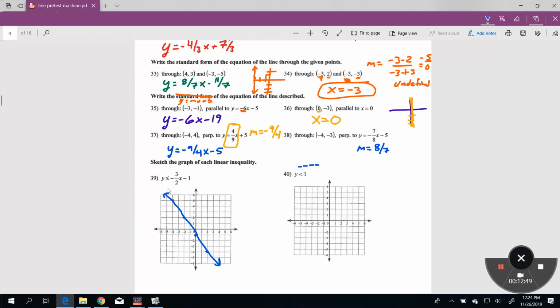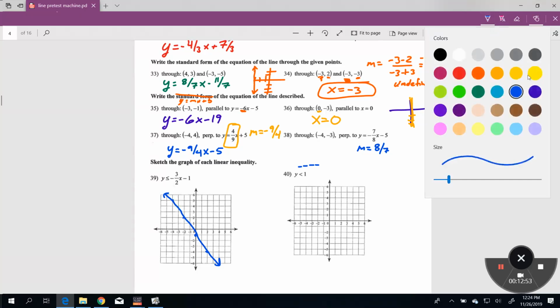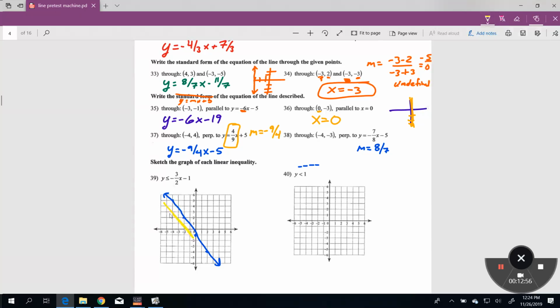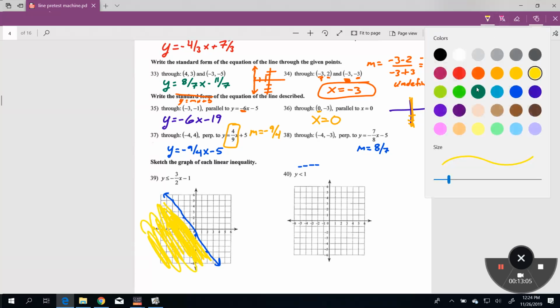So I look at this and I say which y values are smaller than my line. Y values less than my line are all of these ones down here. So I shade this area down here because those are the places where the y values are less than. I go to the next question.